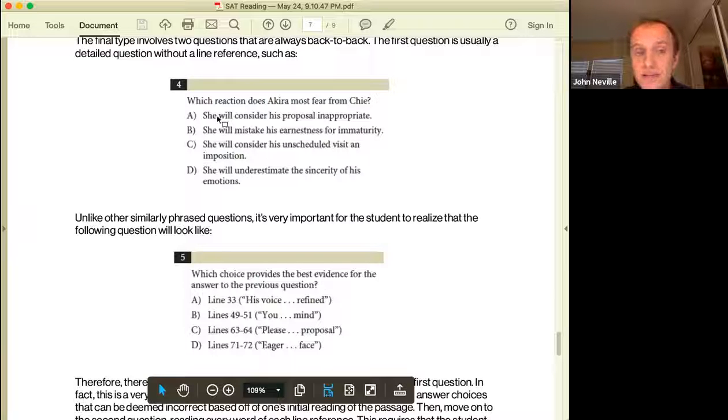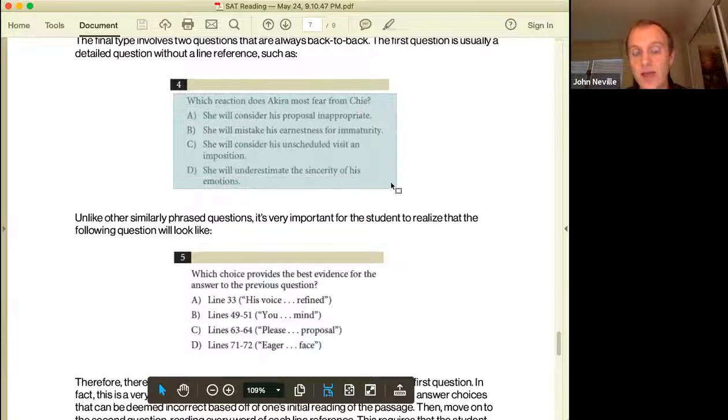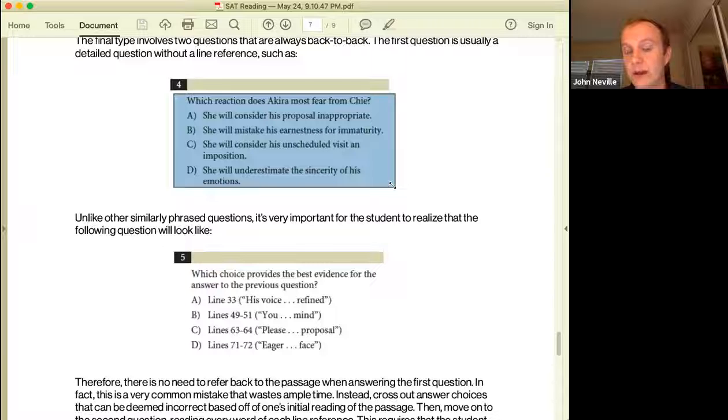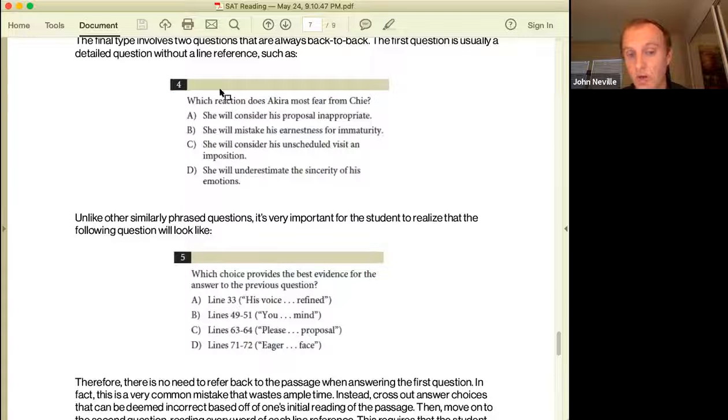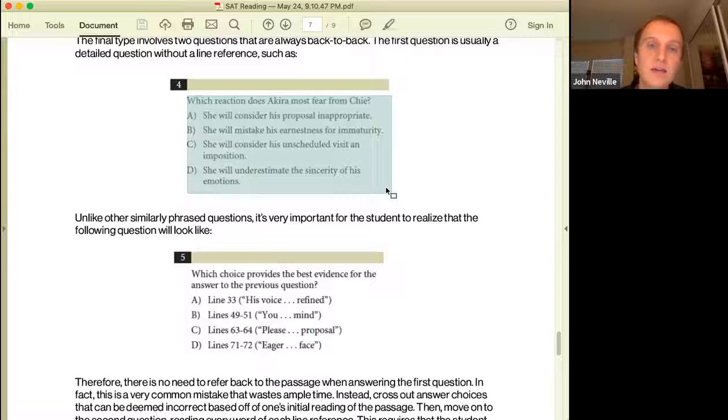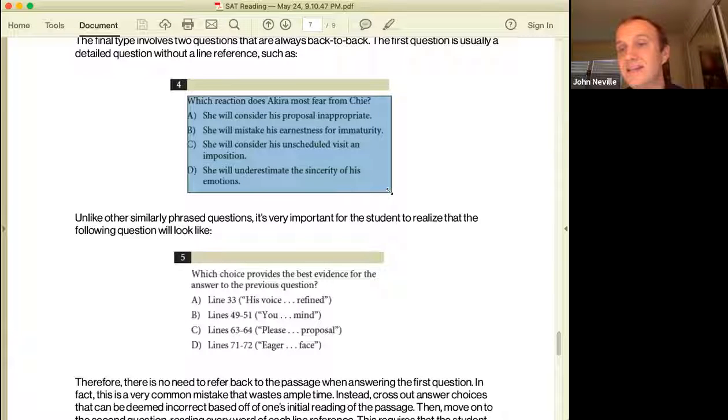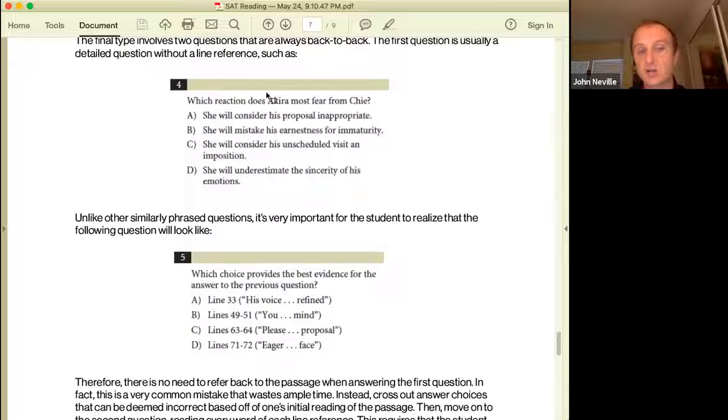But if it's not, if you had this question right here, and it wasn't part of a command of evidence pair, there wasn't this follow-up question, well, then you would treat this like a question without a line reference. Okay, Akira and Chi. Those are my two proper nouns. I'm going to go back to the passage and scan the passage for Akira and Chi. Akira is the main character. Chi is maybe a secondary, so I look for Chi instead of Akira and figure out what reaction Akira has, or what she most fears, from Chi.